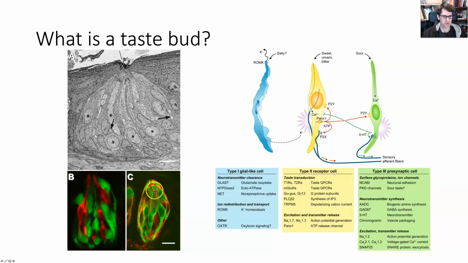And these sort of fluorescent images can show that here. It's sort of packed with these different cells, and right at the tip here is where they really concentrate the receptors on those cells that are able to detect different aspects of taste.